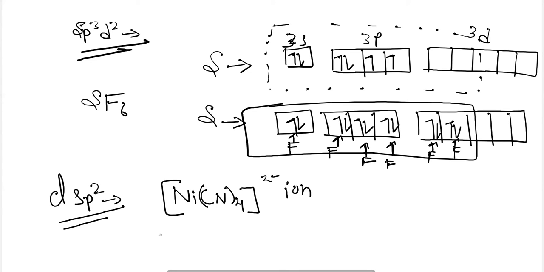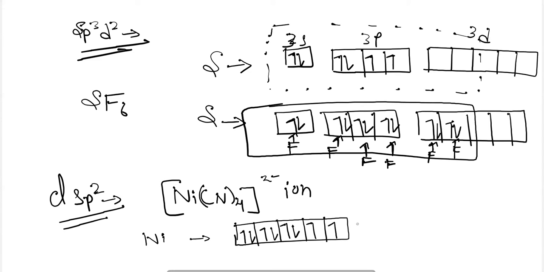Here we will see nickel. Nickel has the electronic configuration 3d8, 4s2, and the 4p is empty. So in this type of atom, what will happen?